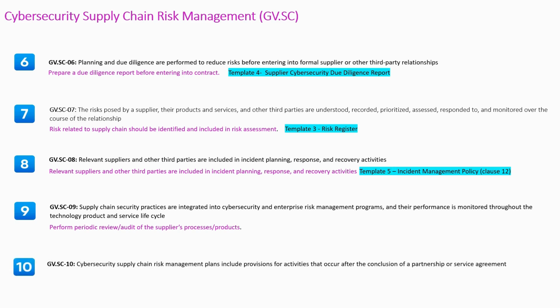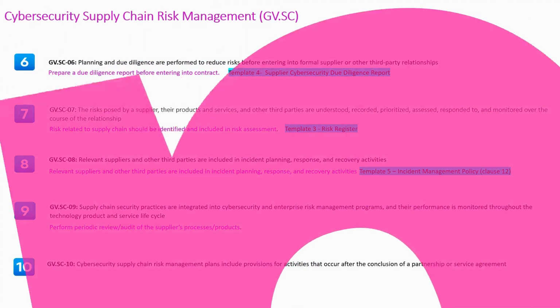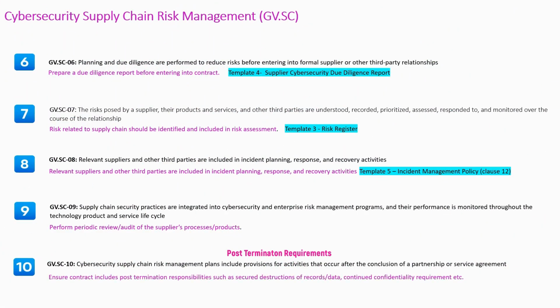The 10th subcategory requires well-defined security procedures post termination of the contract. To implement this, you need to ensure that the contract includes post termination responsibilities such as secure destruction of the records and data, and continued confidentiality of your data.